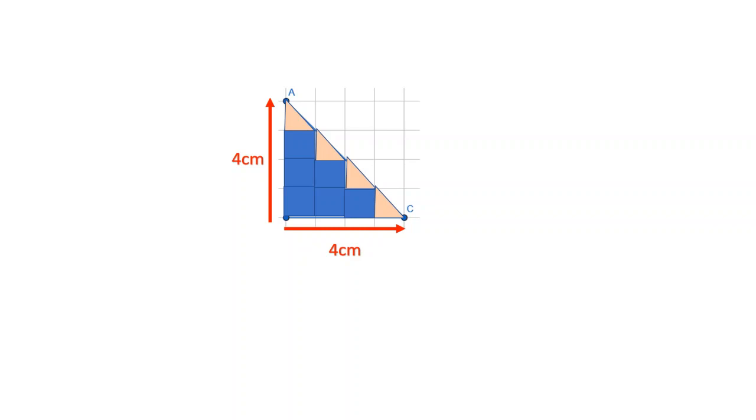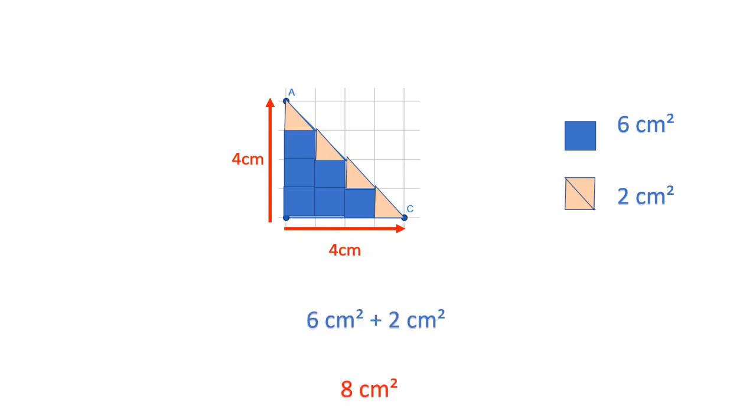So when I add my bits of the shape together, I've got 6 square centimetres, and I've got these little halves, and because 2 halves make a whole, I know that these half square centimetres add up to 2 square centimetres. So altogether, this shape has an area of 8 square centimetres.